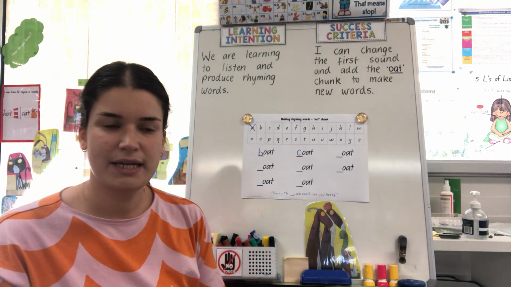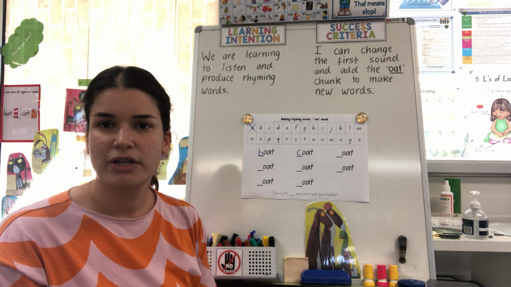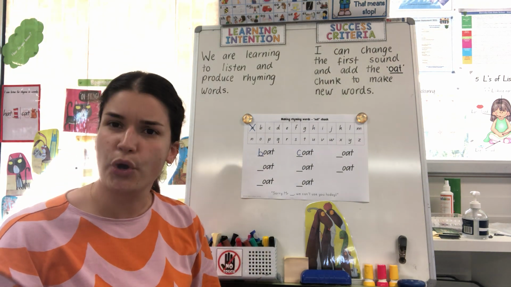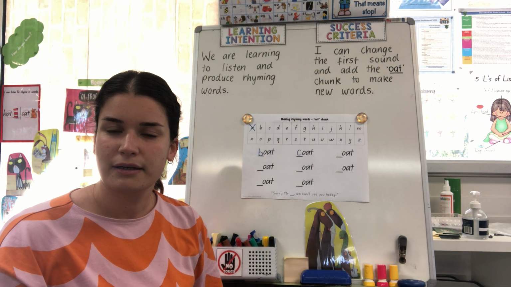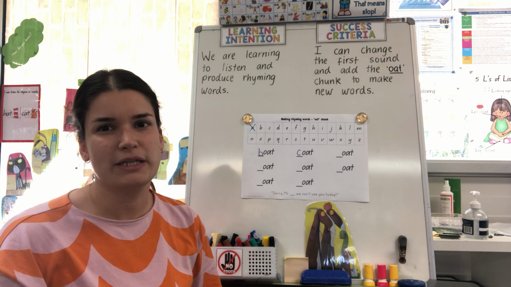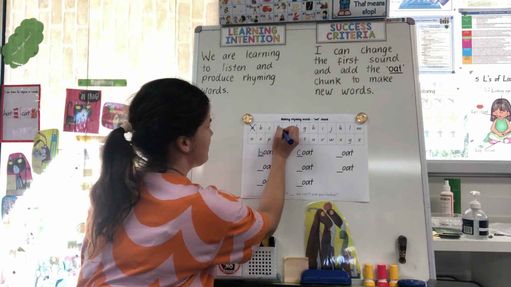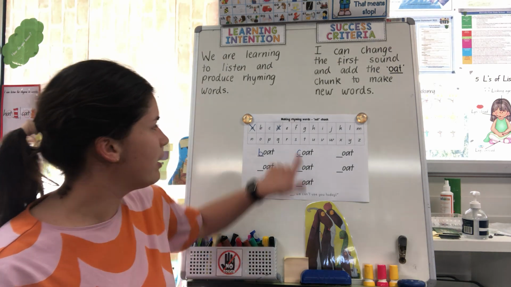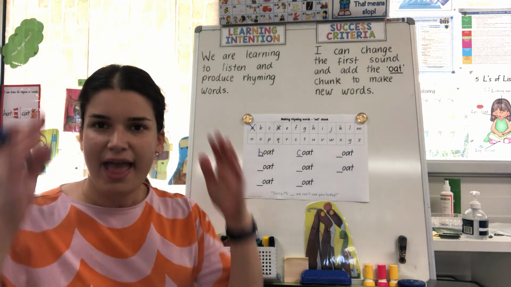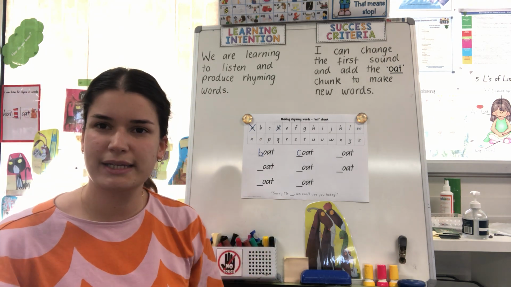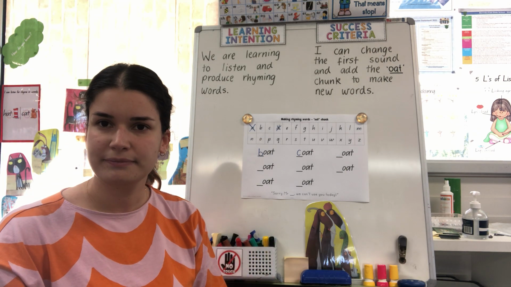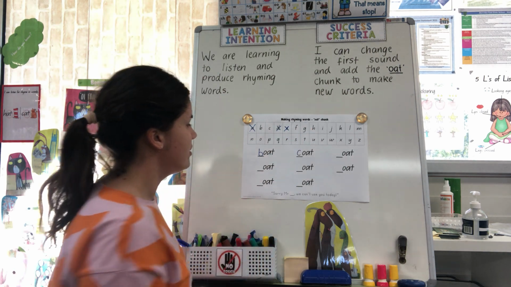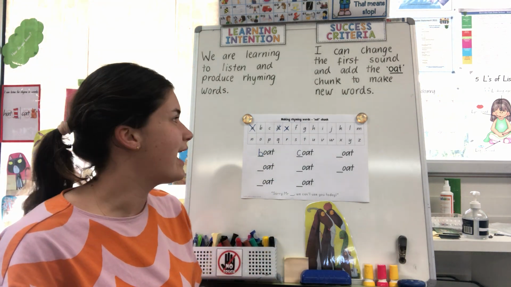What about D? D makes a D sound. D, oat. Dote. Is dote a word? Dote isn't a word that we're going to use, so we can put a cross through D and say, sorry, Mr. D, we can't use you today. What about E? Oat. Is oat a word? Oat isn't a word, so we're going to put a cross through E and say, sorry, Mr. E, we can't use you today.